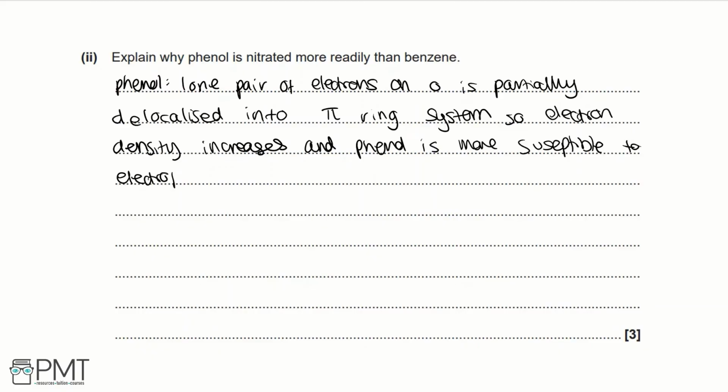So to get the 3 marks for this question, there are 3 points that you need to have said. You get your first mark from saying that phenol has a lone pair of electrons on oxygen, which is partially delocalized into the pi ring system. That's your first mark. Your second mark comes from saying that electron density is going to increase. So that's your second mark. And then your third mark is from saying that phenol is more susceptible to electrophilic attack.